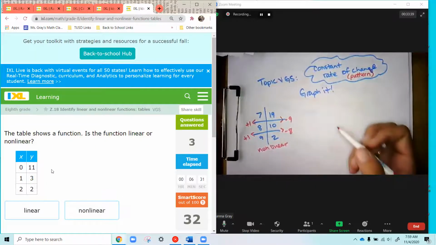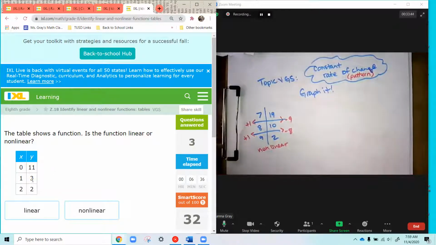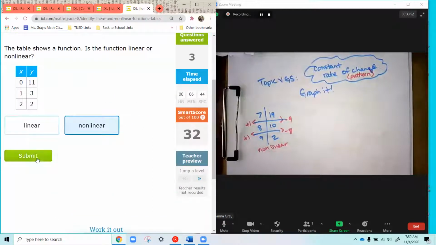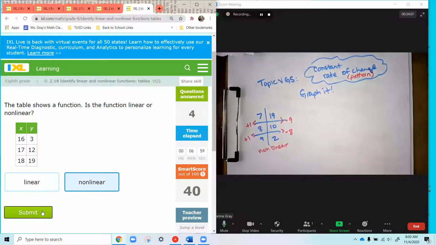This one, 0, 1, 2, and then 11 down to 3 would be -8, right? You're going down 8. But then 3 to 2 is just -1. So that definitely is not the same rate. 16, 17, 18, so that goes in a pattern, but 3 to 12, so that goes up by 9. And then 12 to 19 goes up by 7. So a lot of these are not fitting the pattern.